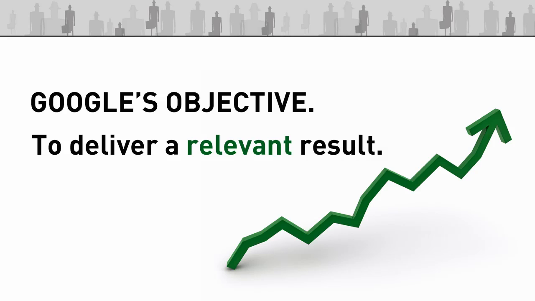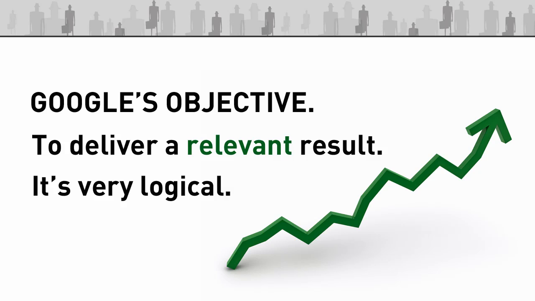Before we start, it's important that we understand the primary objective of Google, which is to return the most relevant result possible to the user of its search engine. Once you understand this simple principle, the process that Google follows to figure out relevance becomes really logical.